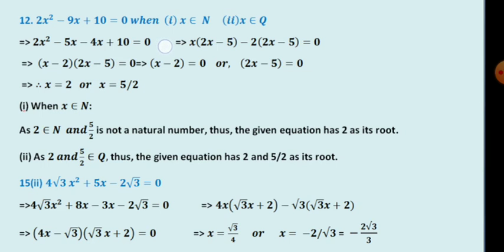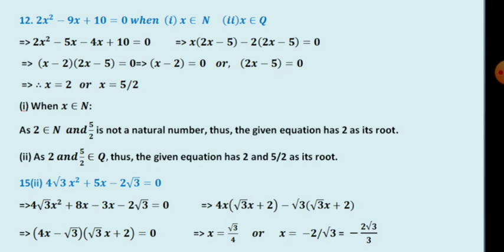Pairing up the first two terms, we can take x common. So we will have 2x minus 5 in the bracket. Pairing up the third and fourth term, we can take minus 2 common. So we'll have 2x minus 5 in the bracket, which is equals to 0. So one of the terms is x minus 2, another term is 2x minus 5, which is equals to 0. So if we write x minus 2 equals to 0, the value of x is equals to 2. And if the term is 2x minus 5 equals to 0, the value of x is plus 5 by 2.